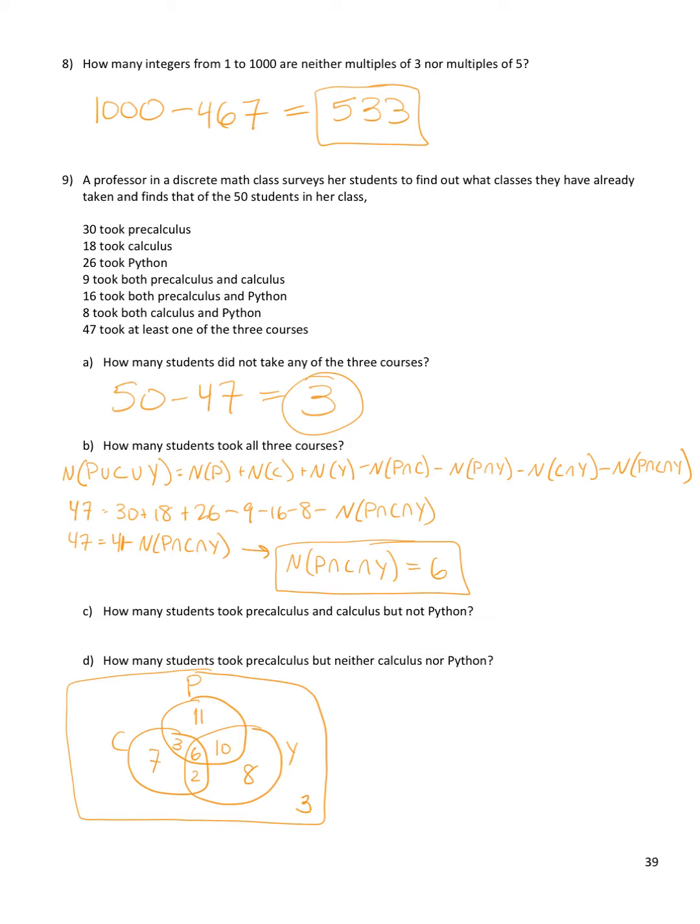And now I can use this Venn diagram to answer the 2 questions. How many students took pre-calculus and calculus but not Python? So that is the intersection of pre-calculus and calculus, but not Python, so leave out the 6. So that is 3 students. And then how many students took pre-calculus but neither calculus nor Python? Pre-calculus but neither calculus nor Python. So that's the 11 who didn't take either of the other 2.